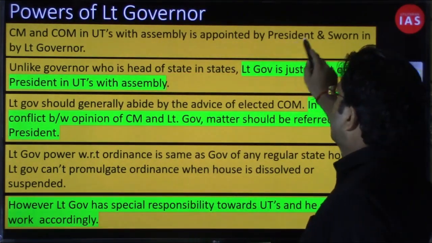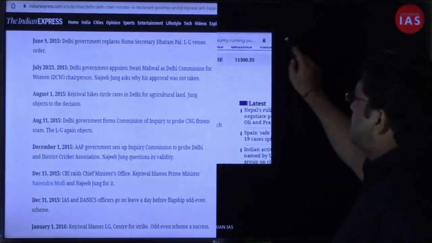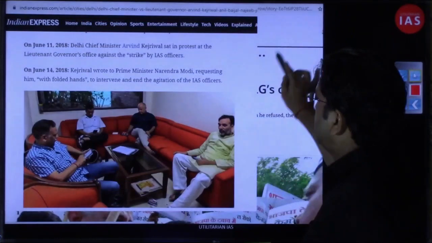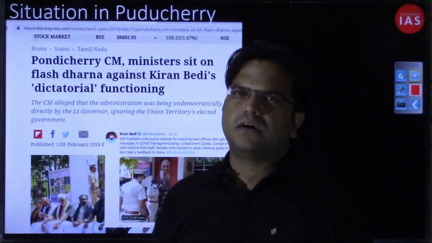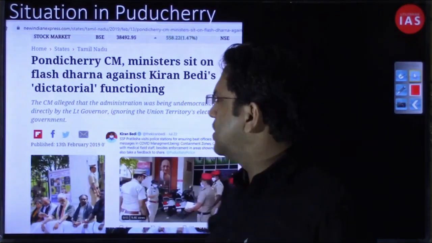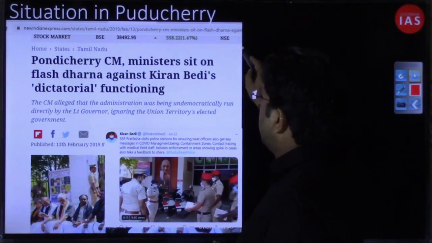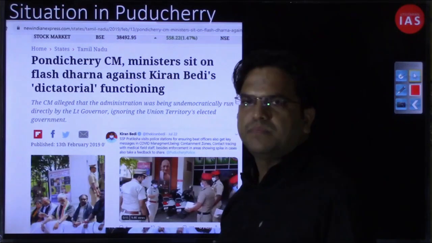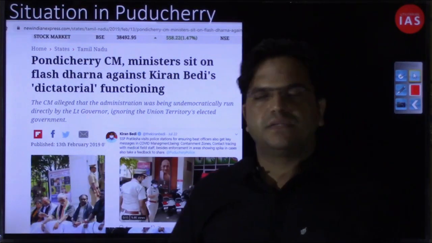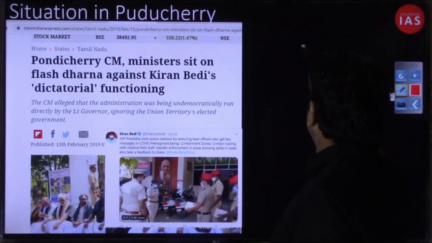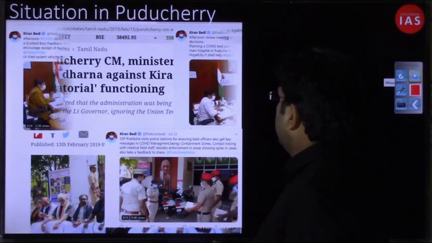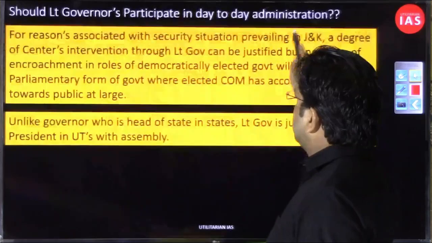Now with this we are wrapping up this lecture. These points I already told you, and you can read them by yourself. These are just stories of skirmishes between the Council of Ministers of Delhi and the Lieutenant Governor. These are stories of skirmishes between the Puducherry Chief Minister, the Puducherry Council of Ministers, and the Lieutenant Governor of Puducherry. I hope you have been reading these current affairs.